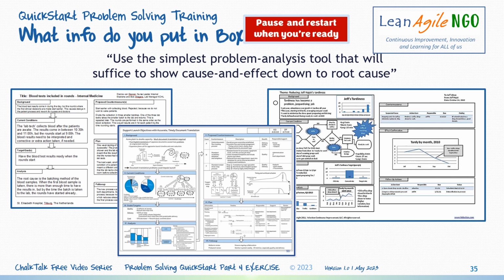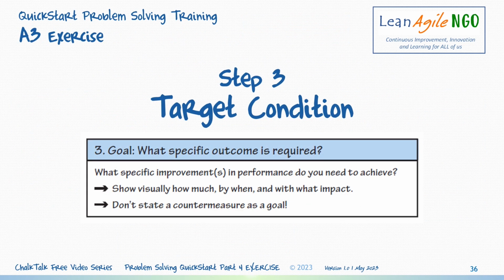Now go ahead and pause the video if you want to make any last changes to your current condition or leave yourself reminders to make changes later. Then let's move on. Now let's move to A3 Step 3, Target Condition. This is where we define where we want to go. Some people like to ask the question, what does good look like?